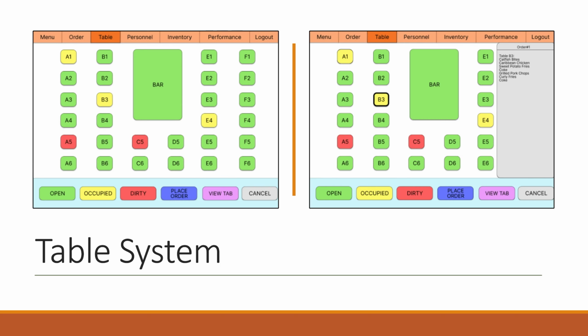The table system shows the status for all the tables. It is color coded, so green means open, yellow means occupied, and red means dirty. Also here, you can select a table and place an order for that specific table. And when you select the place order button, it takes you to the menu screen, and you can add items for that order, as well as you can view the tab using the view tab button on the footer, and that will show you the table's tab.